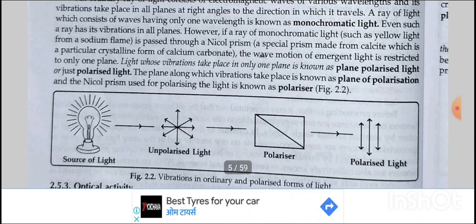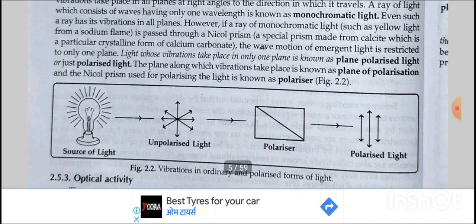However, if a ray of monochromatic light, such as yellow light from a sodium flame, is passed through a Nicol prism, a special type of prism made from calcite, which is a particular crystalline form of calcium carbonate, CaCO3, the wave motion of the emergent light is restricted, and it is called polarized light. The plane along which vibration takes place is known as the plane of polarization, and the Nicol prism used for polarizing the light is known as the polarizer.